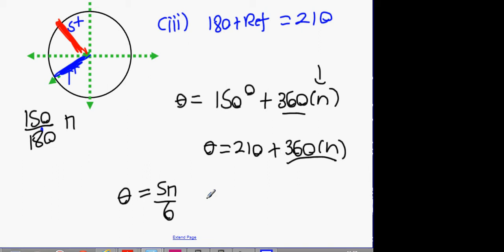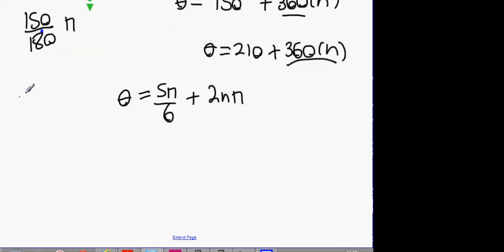Now guys, what's 360 degrees in radians? 2 pi. So it's going to be 2 pi n, because 2 pi is multiplied by n. What about the second one, guys? What's 210 in radians?